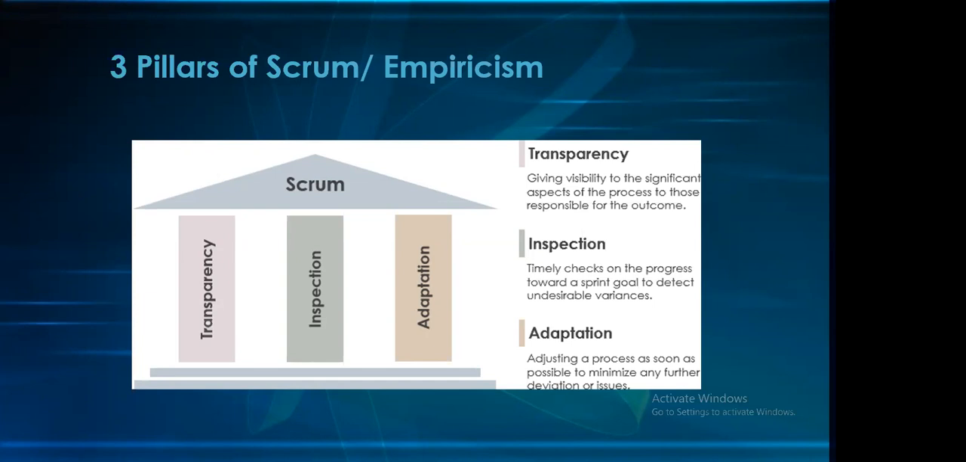Now for inspection, I told you that most of the words in Agile are just as they are. When we say inspection, what are we talking about? We're saying we're inspecting something. We are checking something frequently. So inspection is timely checks on the progress of the sprint.